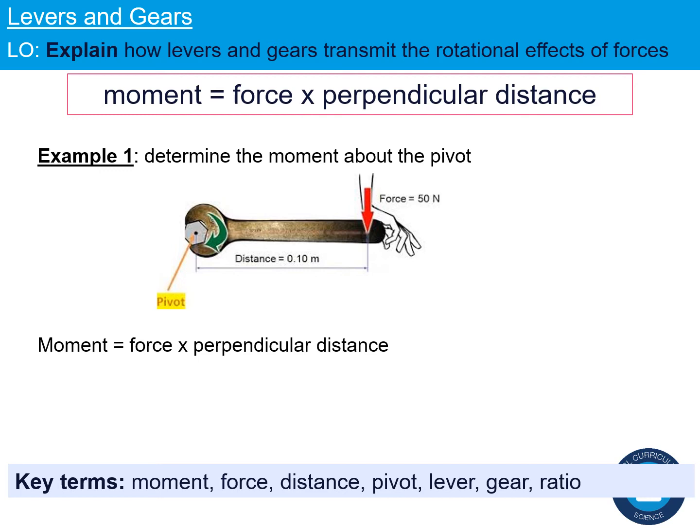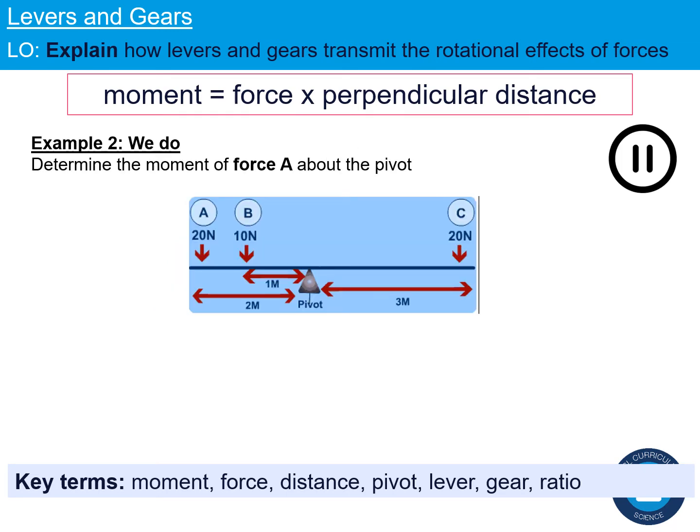We then substitute in the numbers, so we would write 50, which is a force, times by 0.10, which is a perpendicular distance. And then we calculate the answer and make sure we have our answer with units. Again, for a moment, the units are newton meters. If you're calculating the moment, it's also important to state whether it is in the clockwise or the anti-clockwise direction. In this case, the rotation is clockwise.